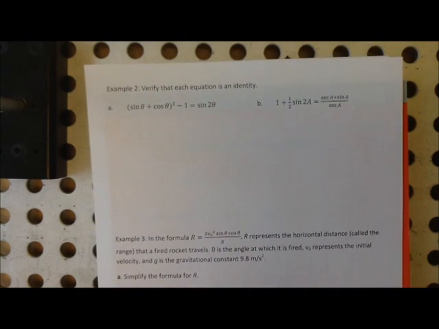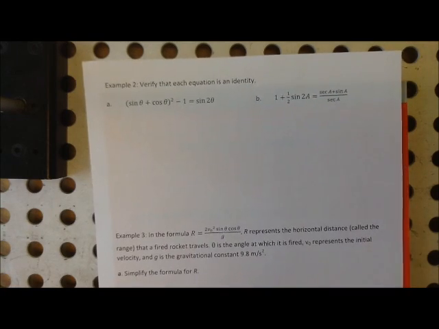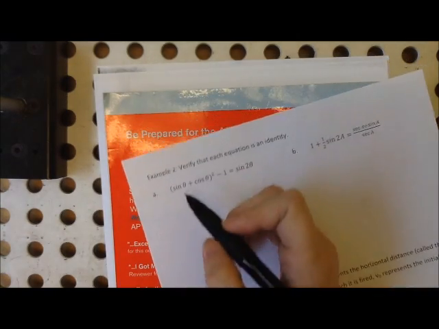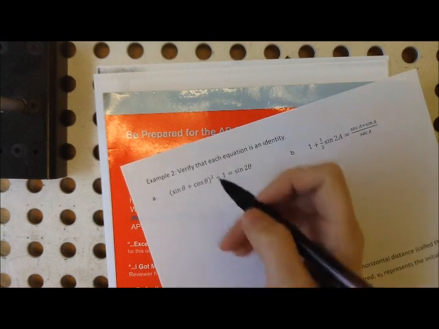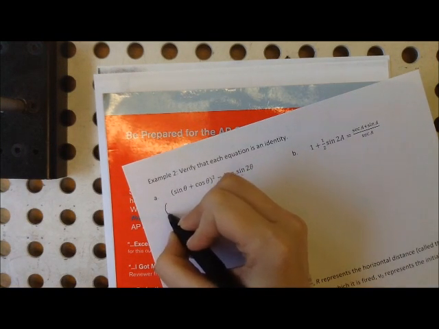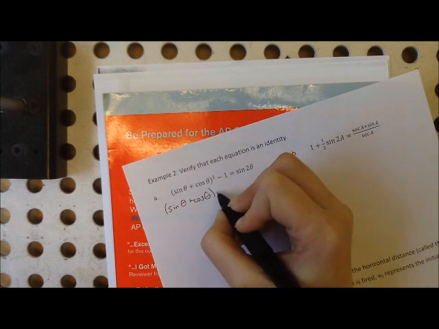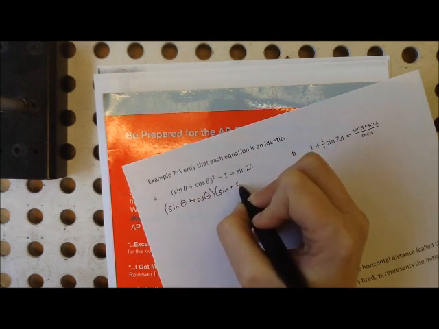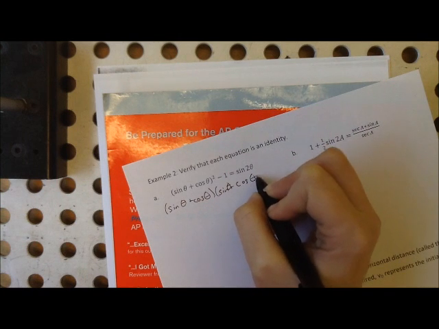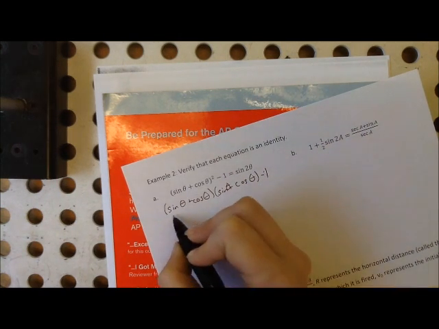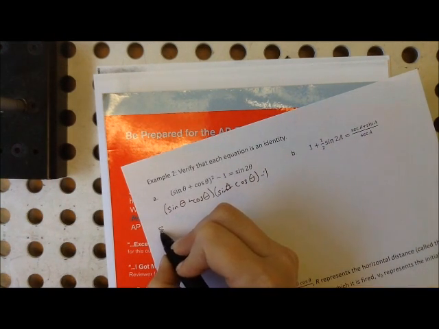Second side. Verify. So we can now verify that things are identities because we've got a couple of extra formulas that we can use. So here we have sine plus cosine, squared, minus 1. First thing I'm going to do is do my sine plus cosine times sine plus cosine minus 1.